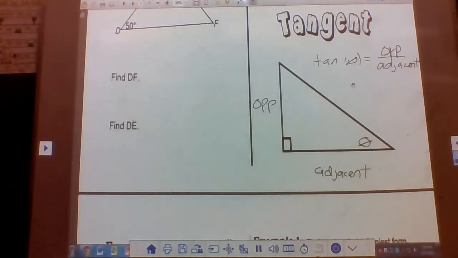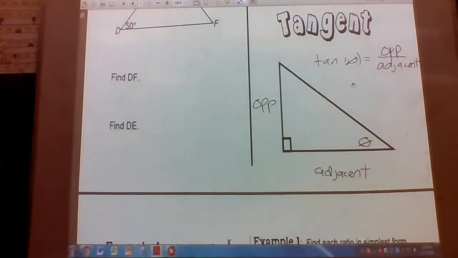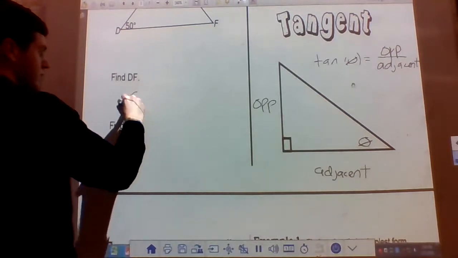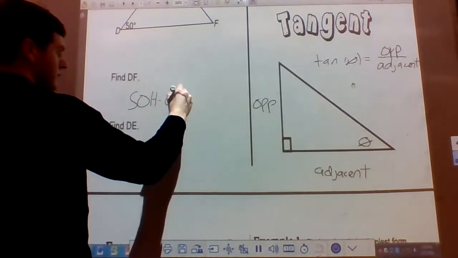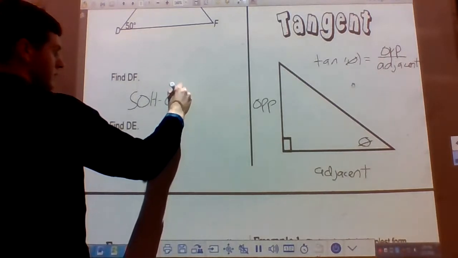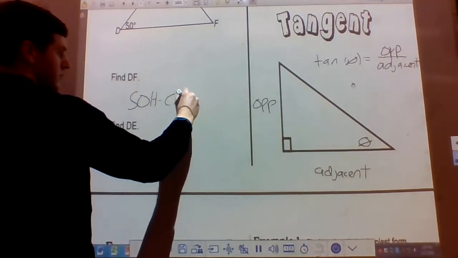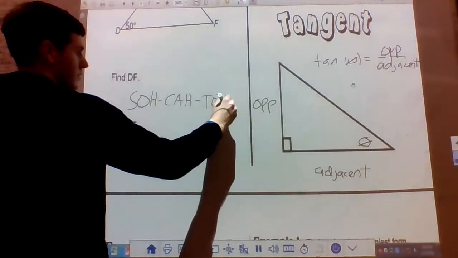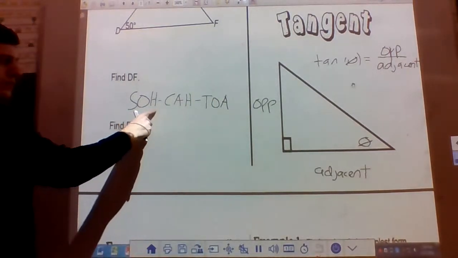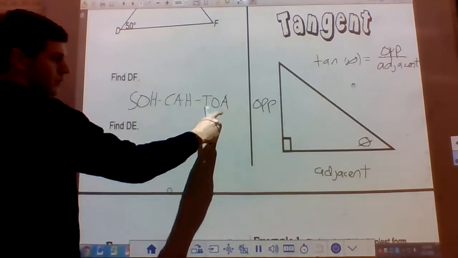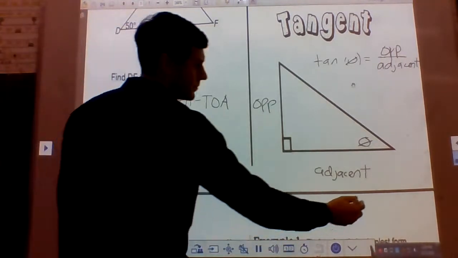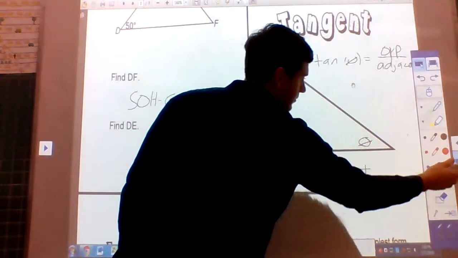Okay. So SOHCAHTOA. Sine is opposite over hypotenuse. Cosine is, well, let's write it down, somewhere on the top. Sine is opposite over hypotenuse. Cosine is adjacent over hypotenuse, and tangent is opposite over adjacent.